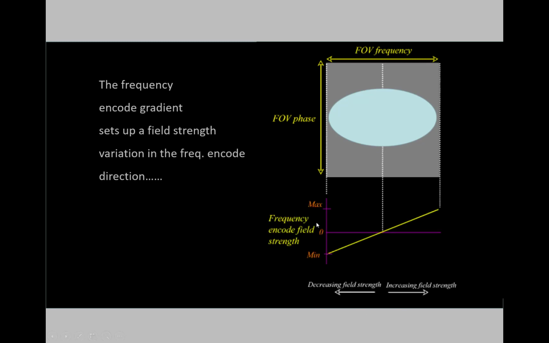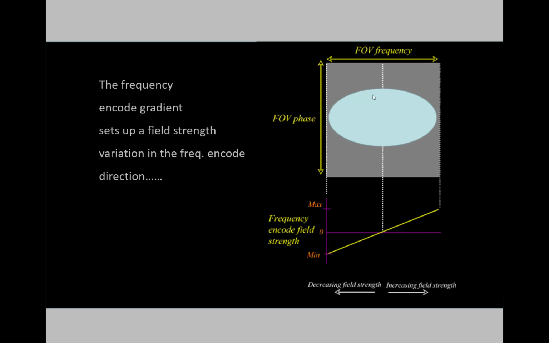What we're doing is we're introducing a variation in the magnetic field strength in the direction of the frequency encode gradient. So here we're showing field strength on this axis, and we're seeing how that varies as you move left and right. So a location here in the object will have a higher field strength than a location here in the middle, or a location here on the left.